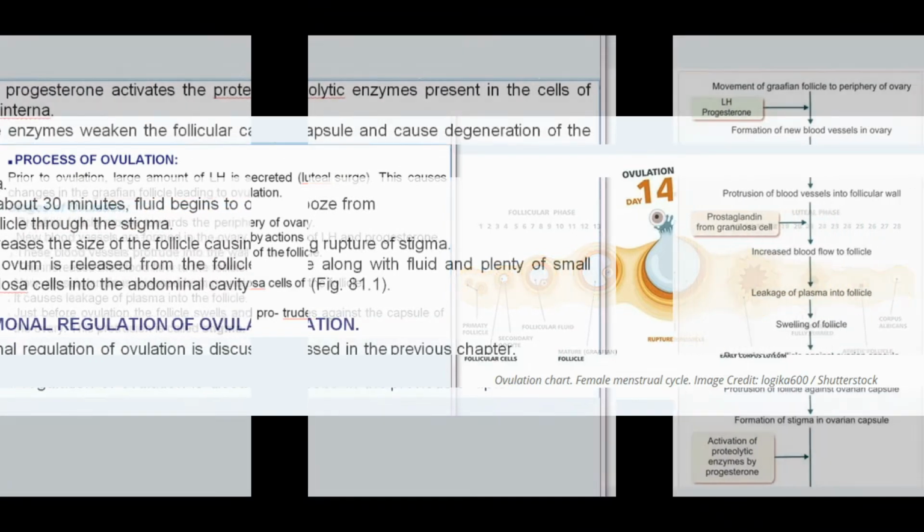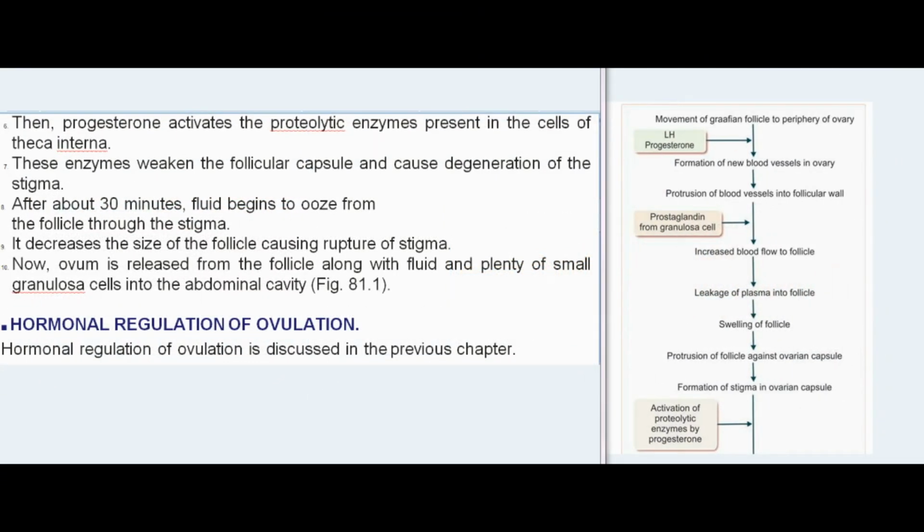Then, progesterone activates the proteolytic enzymes present in the cells of theca interna. These enzymes weaken the follicular capsule and cause degeneration of the stigma. After about 30 minutes, fluid begins to ooze from the follicle through the stigma. It decreases the size of the follicle, causing rupture of stigma. Now, the ovum is released from the follicle along with fluid and plenty of small granulosa cells into the abdominal cavity.